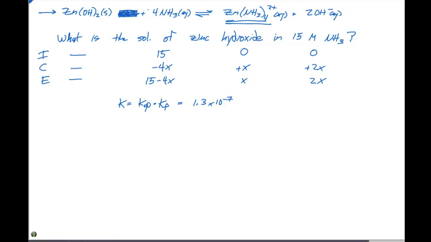The K expression that we can set up will be the equilibrium concentration of the Zn(NH3)4 2+ complex ion times the concentration of the OH- ion squared. This is divided by the equilibrium concentration of NH3 to the 4th power. And this is going to equal 1.3 times 10 to the minus 7.